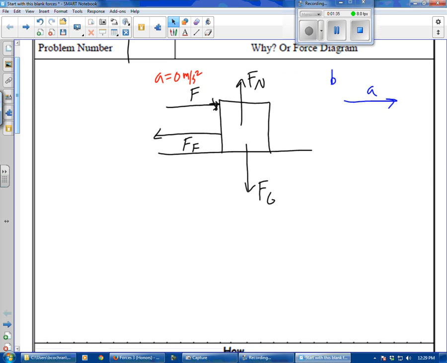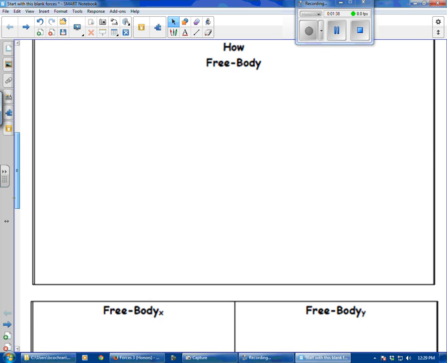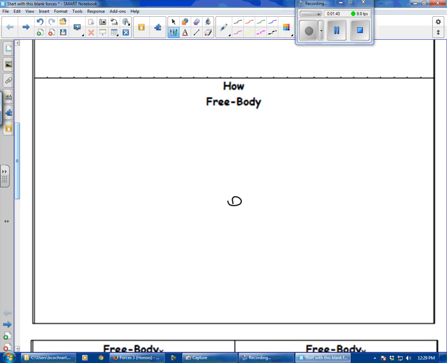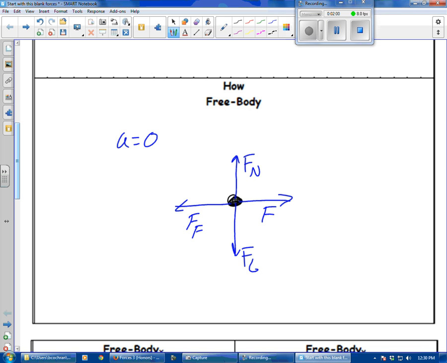So then doing my free body, we have gravitational, normal, F, frictional force. We have the first case when A equals 0, and the second case when A goes in that direction. Right?